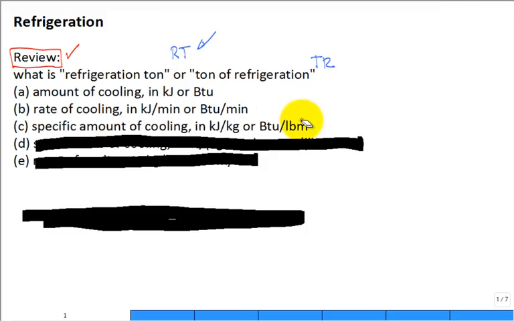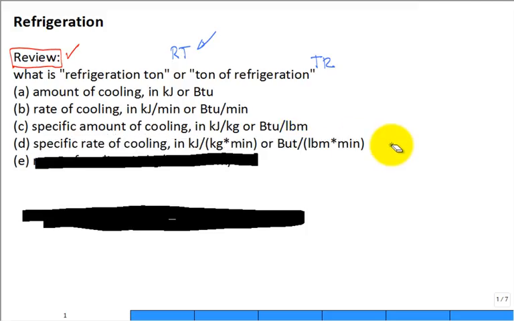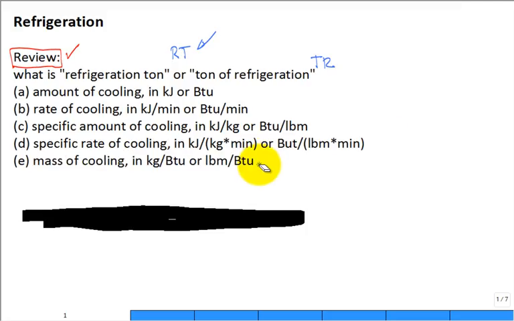Or is it a specific amount of cooling like kilojoules per kilogram or BTUs per pound mass? Or is it a specific rate of cooling, kilojoules per kilogram minute or BTUs per pound minute? Or is it mass of cooling in kilograms per BTU or pound mass per BTU? I'm going to pause. I'm going to walk around. Just write your letter answer down on a sheet of paper, please.